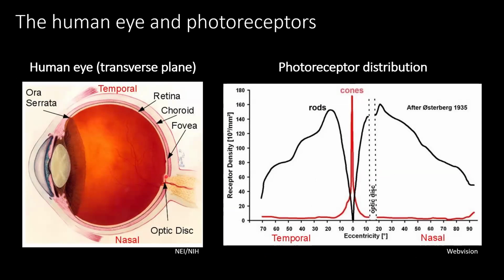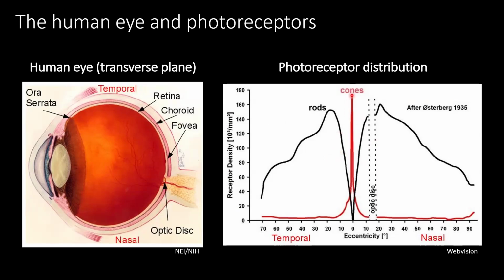So I'm talking here about the retina, which is the light detecting tissue that runs from the optic disc to the ora serrata, and is supplied with oxygen and other nutrients by the choroid, which sits next to it, which also drains away waste products. The main light sensitive cells are the photoreceptors, the rods and cones, and those have a very heterogeneous distribution within the eye and the human eye.